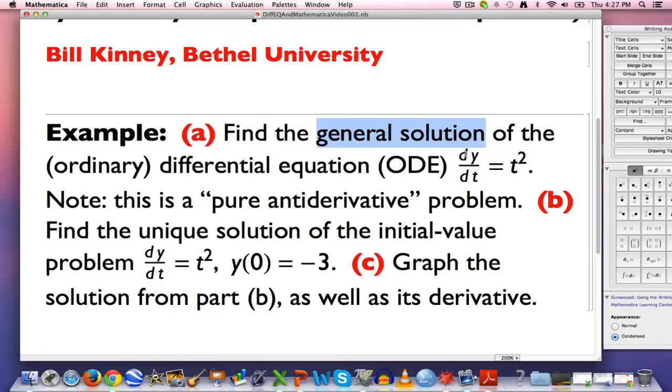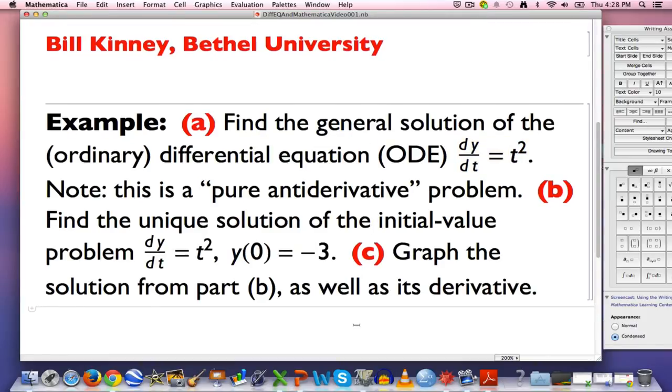Let me repeat myself very quickly. In this equation, you are looking for a function, y is going to be a function of time, whose derivative dy/dt always equals t squared. That's what this equation is asking you to do. The answer is going to be the indefinite integral of t squared, t cubed over 3 plus c, where c is an arbitrary constant. That will be the general solution of this.